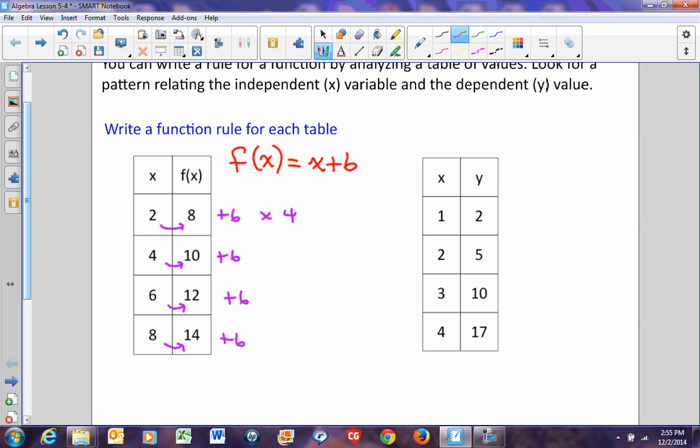You need to write it in f of x form only because this is written in f of x. If it was written in y equals, you could write y equals, but it's written in f of x equals. That was a fairly simple one. Let's take a look at one that's not quite so simple.